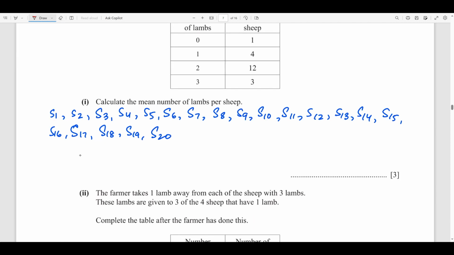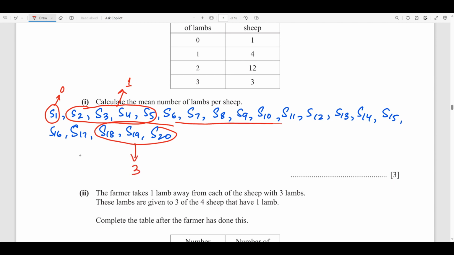So it says one sheep has no lambs, which means this one has zero lambs. And then it says there are four sheep that have one lamb each. So these four will have one lamb each. And then there are 12 with 2, so 3 is easier. Let's say that these 3 have 3 lambs each and the remaining have 2 lambs each, right?